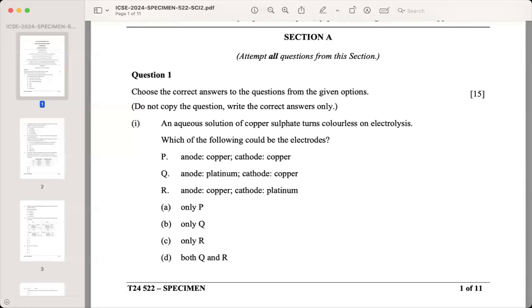Per the marking scheme, choose the correct answers to the questions from the given options. Question number 1, the first one: an aqueous solution of copper sulfate turns colorless on electrolysis. Which of the following could be the electrodes? The correct answer for this is only Q, anode. So this is the first answer.